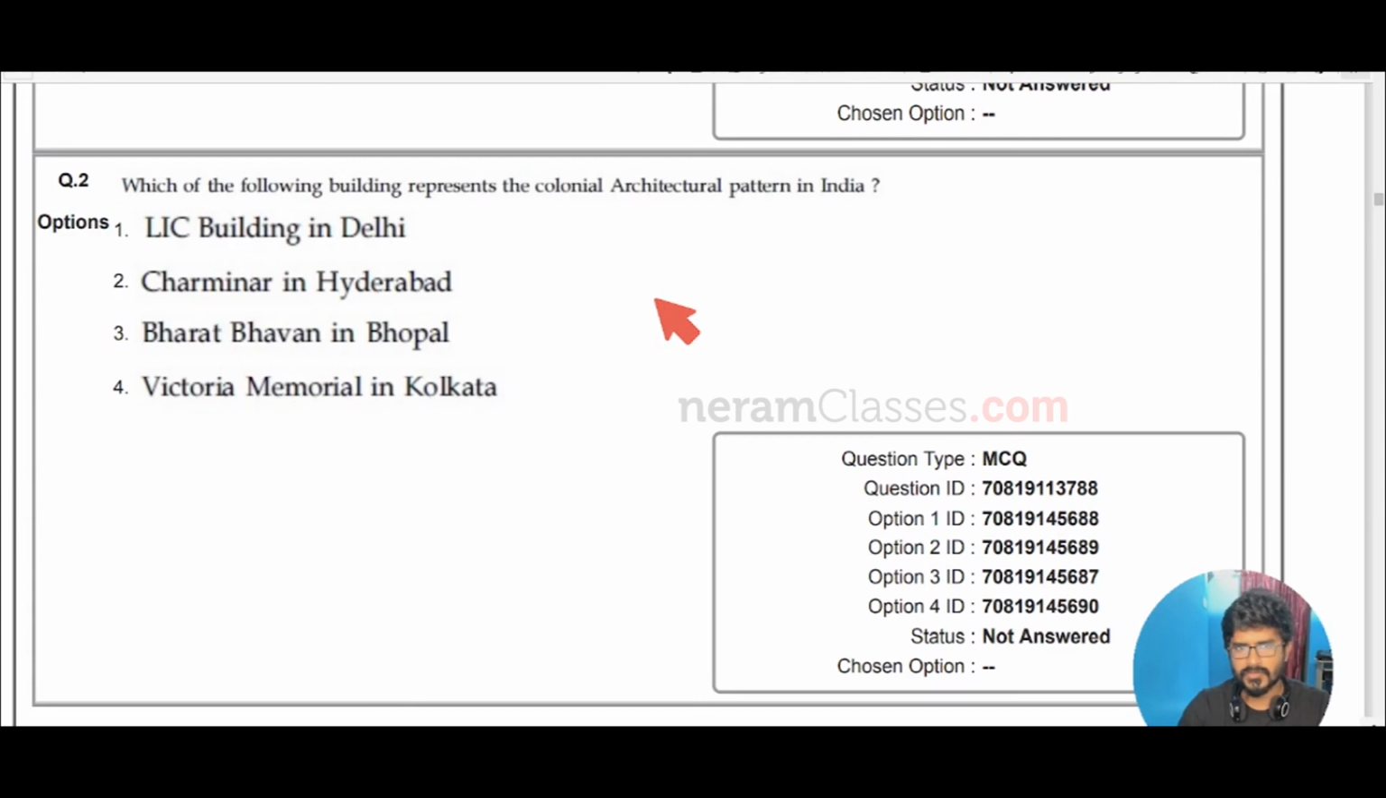And the second question is, which of the following buildings represents the colonial architectural pattern in India? As we all know, colonial architecture means the architecture styles which the British followed in India during the period when they were ruling India. Those were called the colonial architectural pattern. So they are asking which of the following buildings has that kind of style in the architecture. We need to see all four options because for upcoming exams, the question may be regarding any other options apart from the exact answer. So I'll show you the other images also.